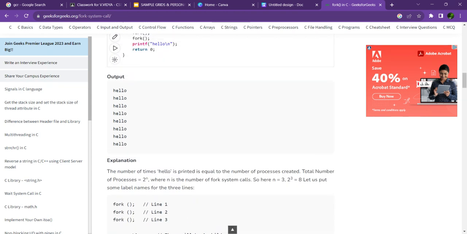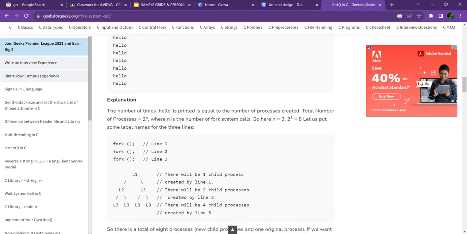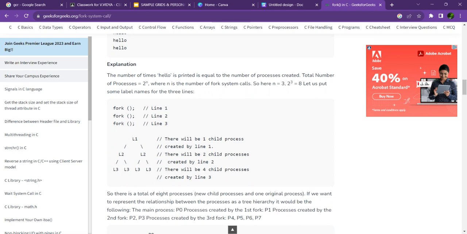Now as you can see here, my dear friends, there are three fork function calls, which means that the number of processes will be 2 to the power 3, where 3 denotes the number of fork system calls that are present in your program. Please don't make a mistake or forget this. N is equal to the number of fork system calls present in your program. Here you can clearly see that there are three fork function calls present. So the number of processes that will be generated is 2 to the power 3, which is equal to 8. So totally 8 processes will be created.